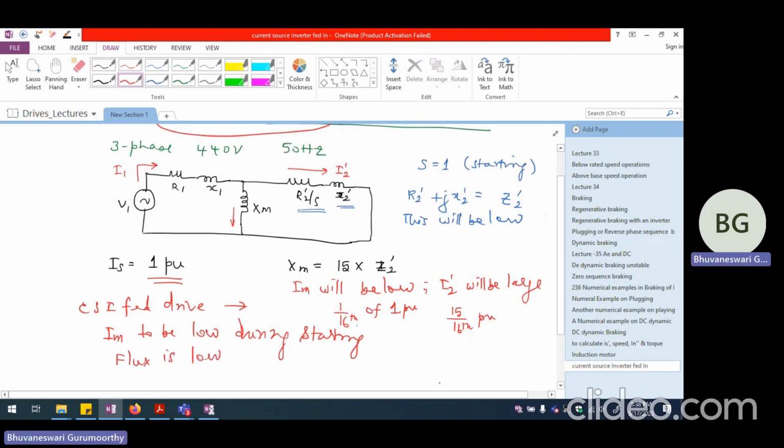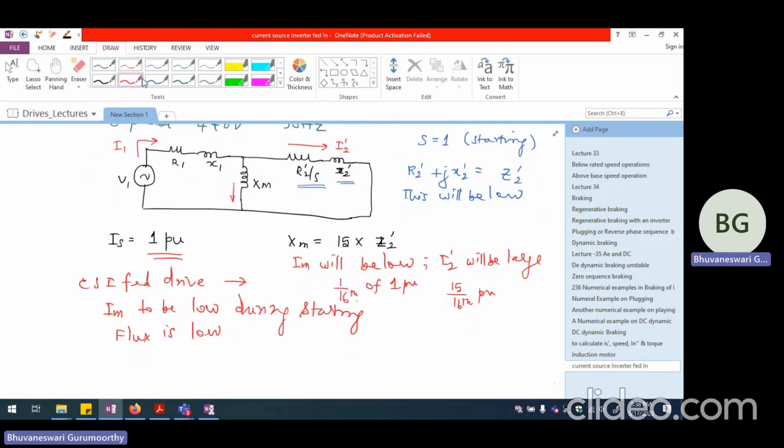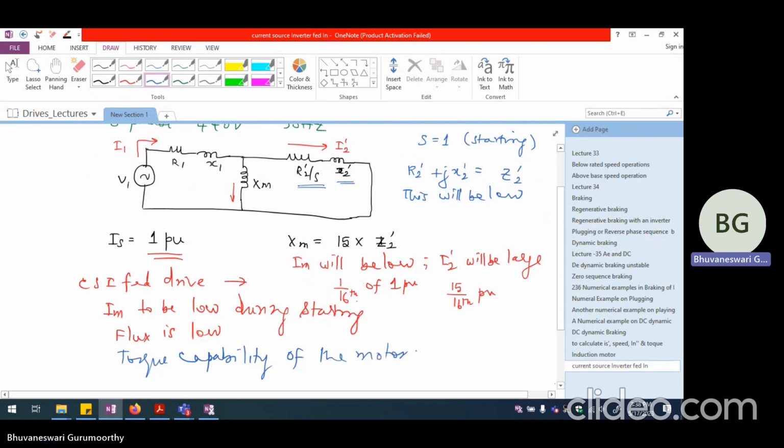If flux is low, then correspondingly the torque capability of the machine is going to be low. So we are not going to get a good starting performance for a CSI fed motor drive, very clearly, if I am limiting the total current that is being supplied to the motor. Whereas here in the voltage fed case, we are not limiting the current drawn by the motor. It can be 6 to 8 times the full load current.